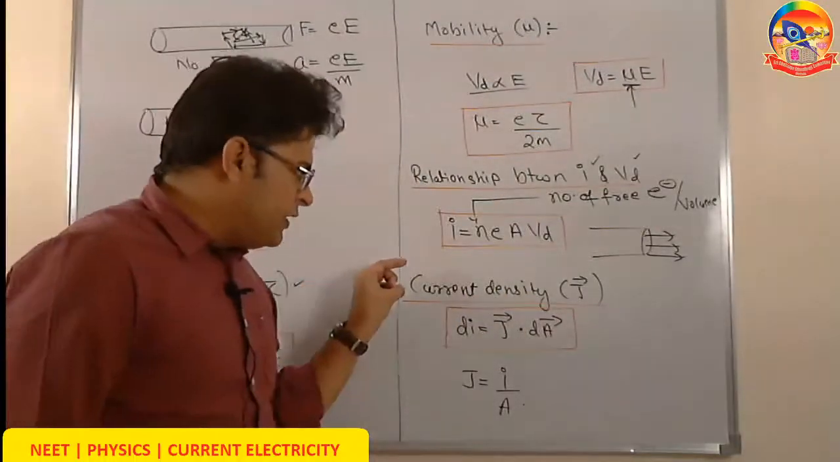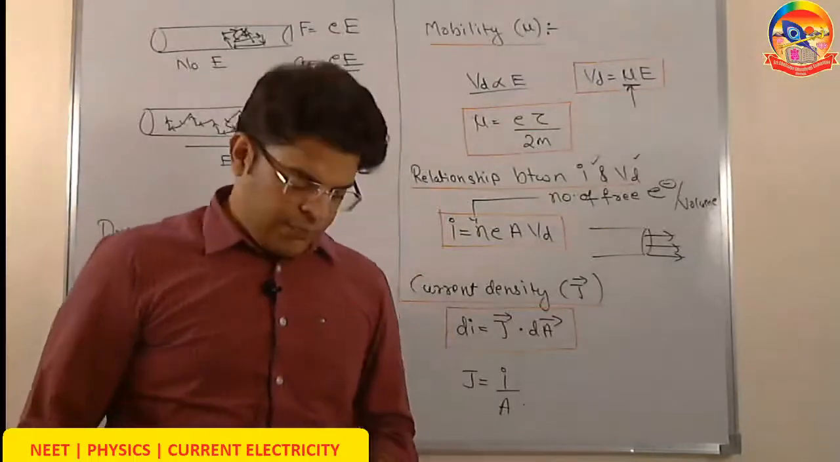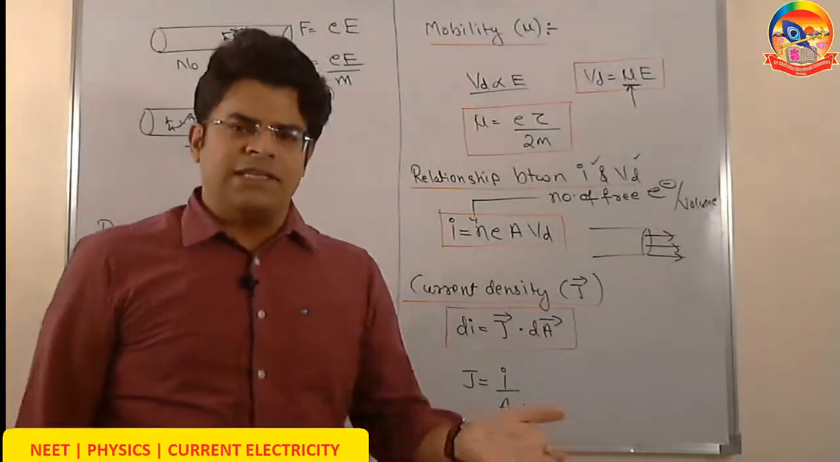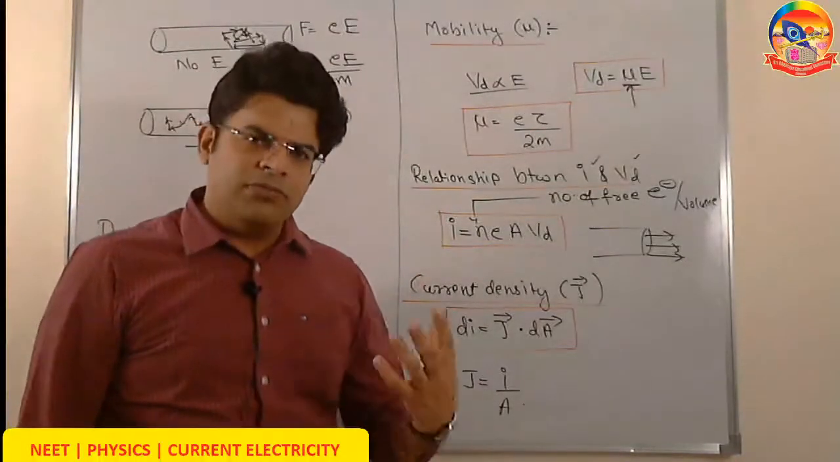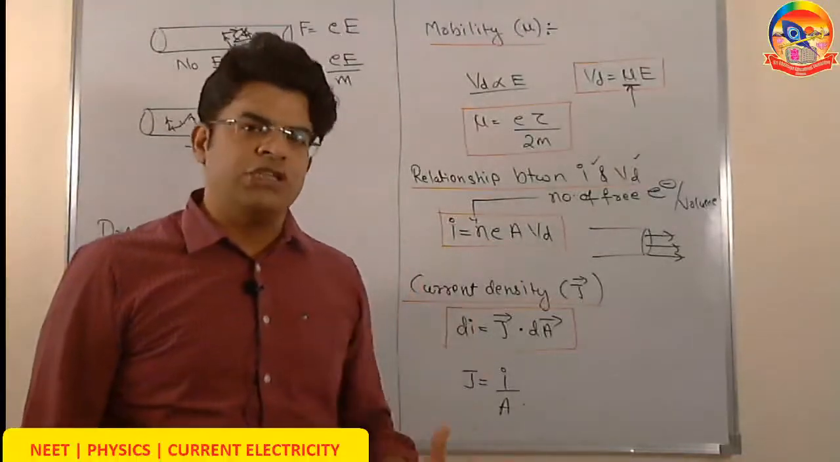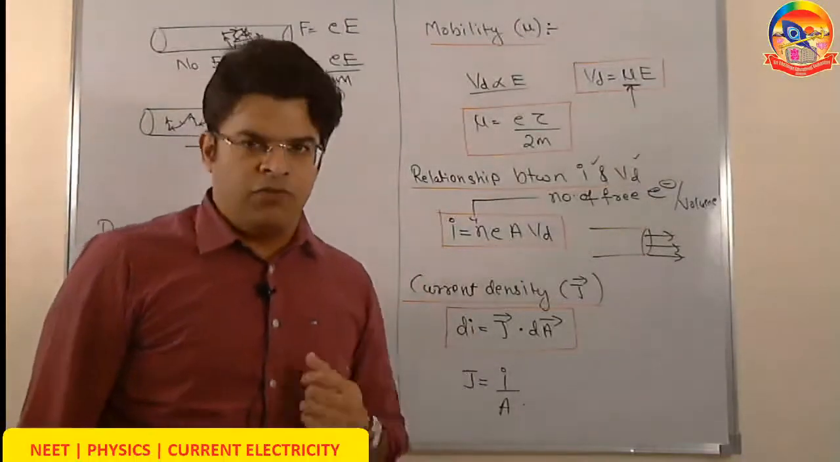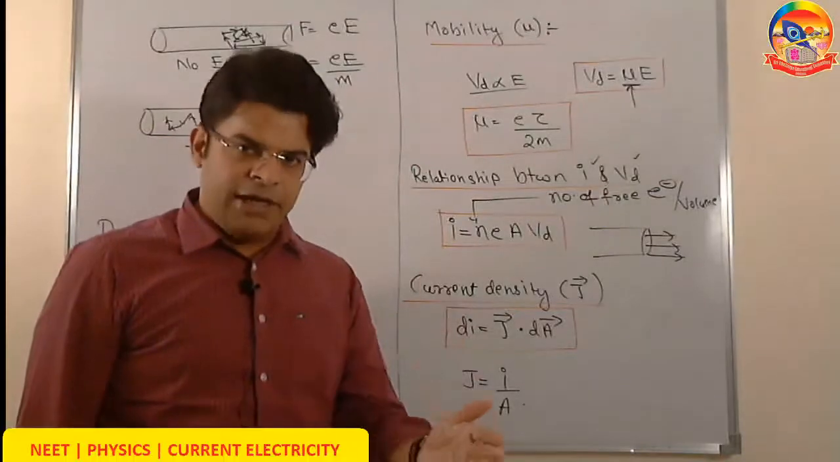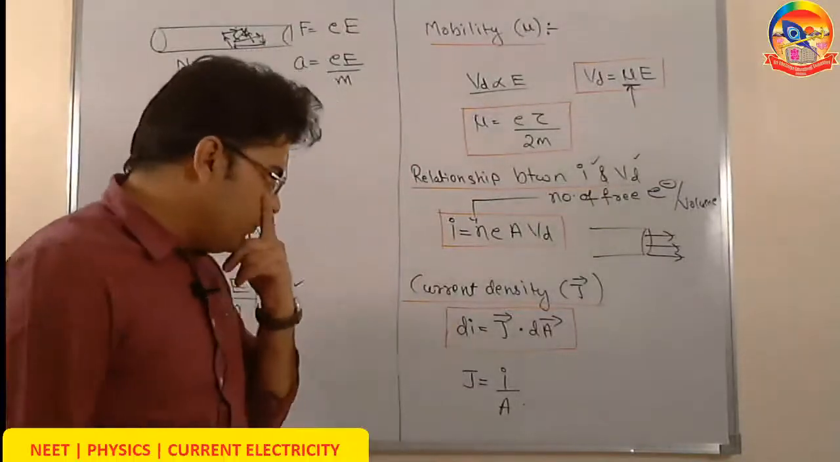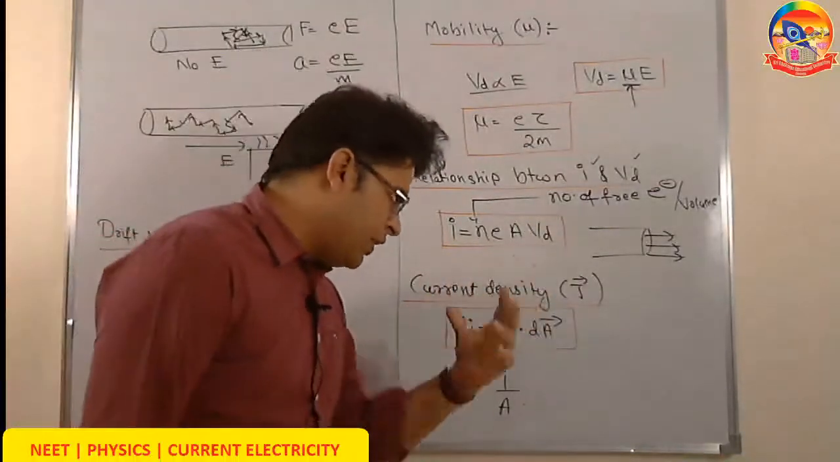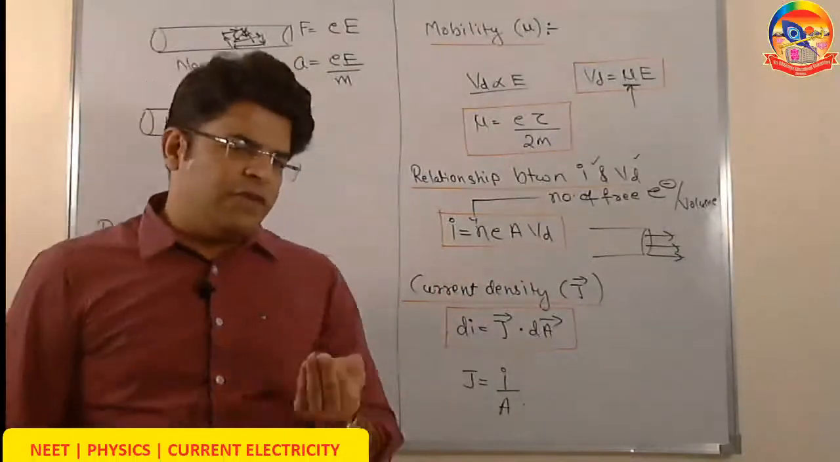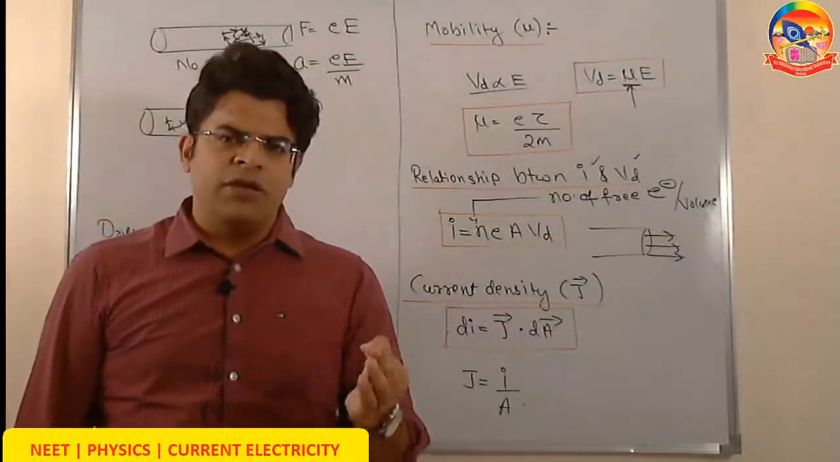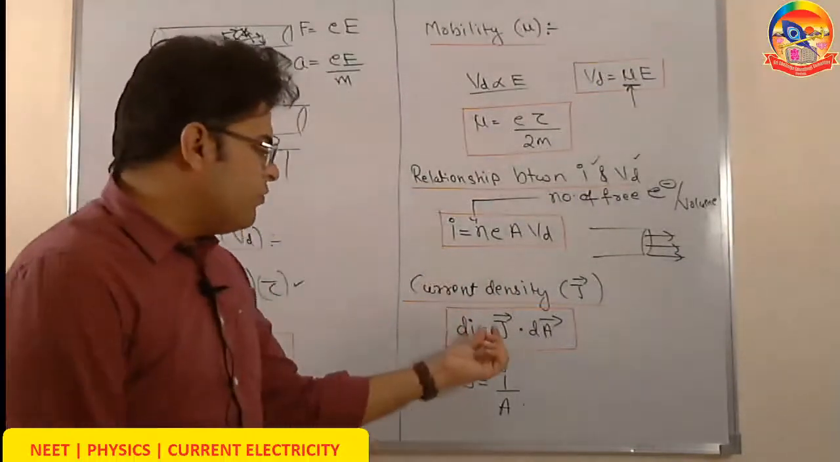Now, we define one more quantity called current density. We know that current is a scalar, but sometimes in some questions or expressions, we require current in vector format. That's why we have defined a vector called current density. Current density is a vector quantity. In the world of physics, we define everything in infinitely small differential format. So dI equals J dot dA.